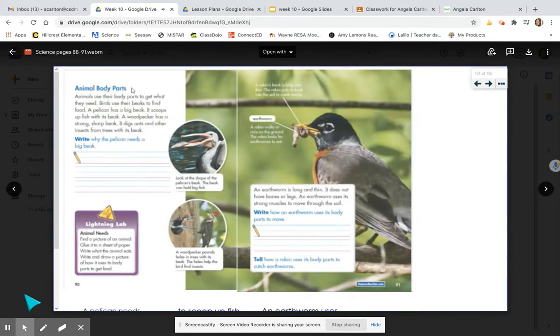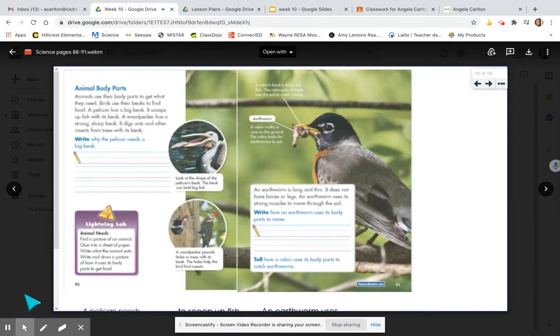At the top of page 90 is the heading Animal Body Parts. In your journal, put your finger right there and follow along as I read to you. Animals use their body parts to get what they need. Birds use their beaks to find food. A pelican has a big beak. It scoops up fish with its beak. A woodpecker has a strong, sharp beak. It digs ants and other insects from trees with its beak.